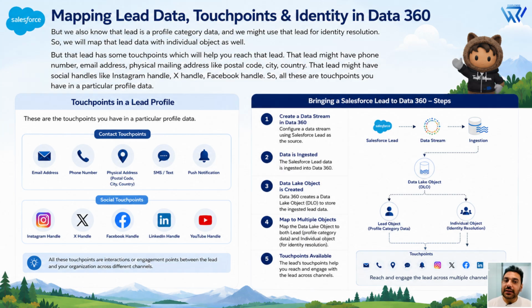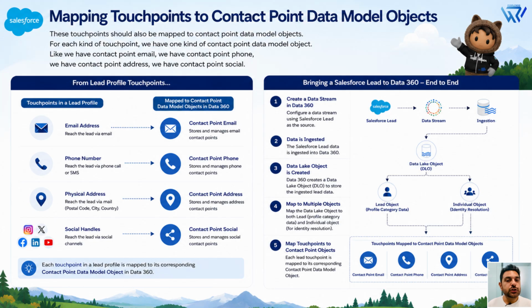But that lead has some touch points which will help you reach that lead. That lead might have a phone number, email address, physical mailing address like postal code, city, country. That lead might have social handles like Instagram handle, X handle, Facebook handle. So all these are touch points you have in a particular profile data. These touch points should also be mapped to contact point data model objects. For each kind of touch point, we have one kind of contact point data model object.